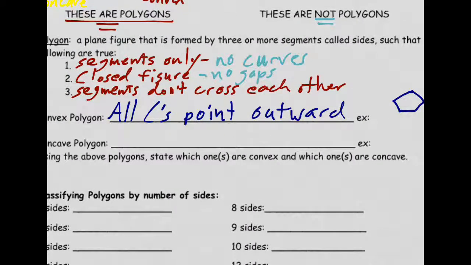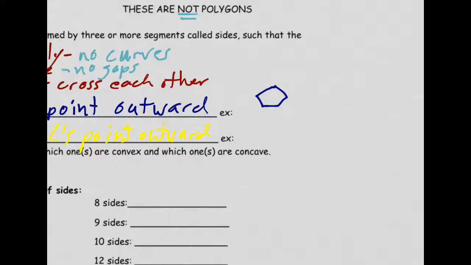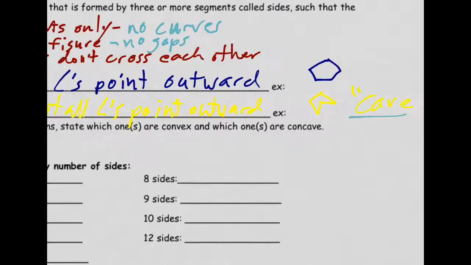A concave polygon is one where not all angles point outward. An example of this is this one, and this one. We've got a cave in. Cave in. Concave. Get it? Cave in?